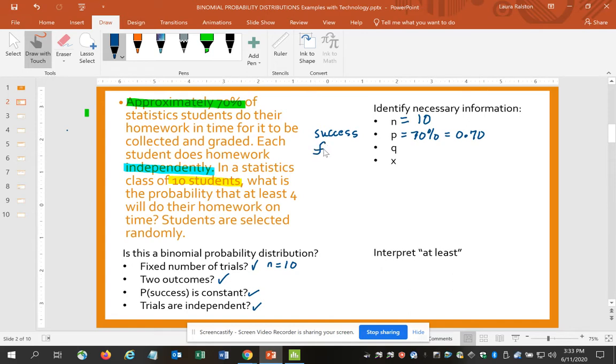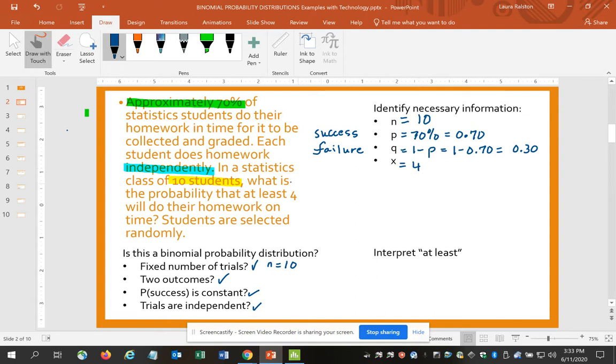Q is the probability of failure. It's not stated in the problem, but it's something we can calculate because it's 1 minus P, or 1 minus the probability of success. So 1 minus 0.70 is going to be 0.30, which would be my probability of failure. And X represents your random variable, how many you're looking for. In this case, that particular number is 4.